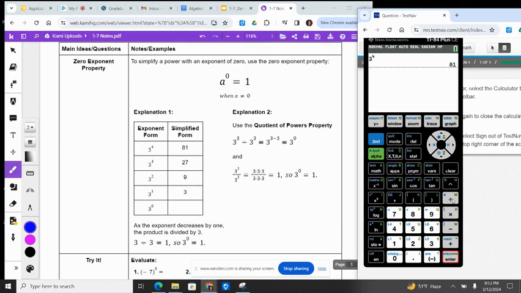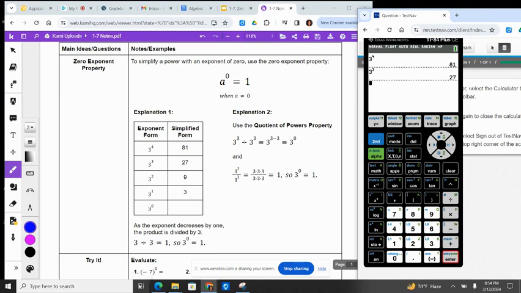Now again, if you ever want to do a power button, you push that caret button. It's right below the clear button. So we get 81. That's 3 times 3 times 3 times 3. Now let's do 3 to the 3rd power. Again, it's repeated multiplication. 3 times 3 times 3, we get 27. That's already given for us, so we can move on. 3 to the 2nd power is 9, and then 3 to the 1st, there's just one of them, so it's going to be 3.